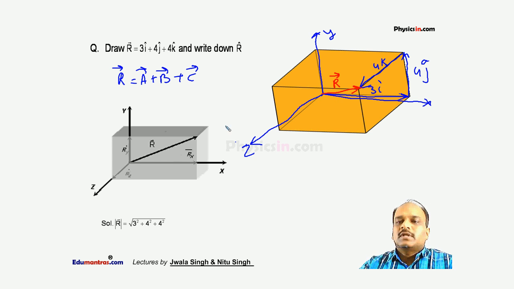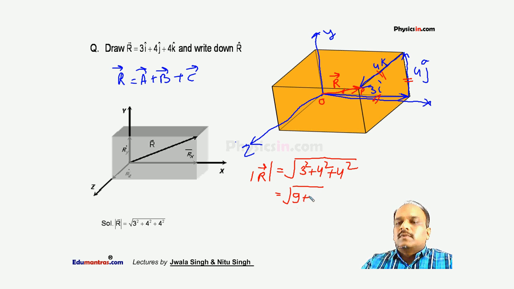Now first we will calculate the magnitude of vector r. Magnitude of vector r is actually the length from this O to this point P. So the length of this vector is equal to mod of vector r, which is equal to root over 3 square plus 4 square plus 4 square. It is this square plus this square plus this square. This is the magnitude of vector r, which is equal to root over 9 plus 16 plus 16, which is equal to root over 41.